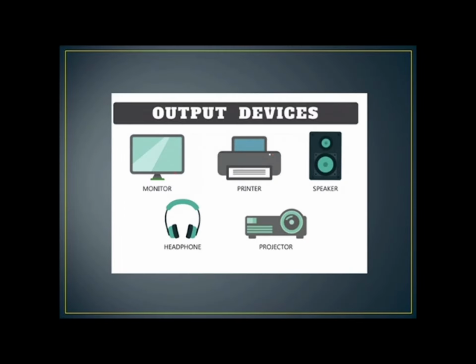Output devices. Once the computer processes the input provided by the user, it generates the output that is presented to the user through the output devices. Examples are monitor, printer, speaker, headphone, and projector.